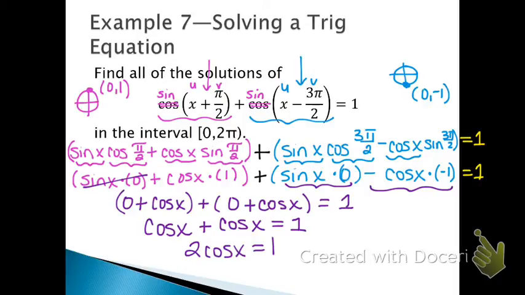Now, how do we solve for cosine? Divide both sides by 2. And so we get cosine of x equals positive 1/2. Now, we're solving for x. So I need to know where is cosine positive. All right, so I know I have a quadrant 1 answer and my quadrant 4 answer.